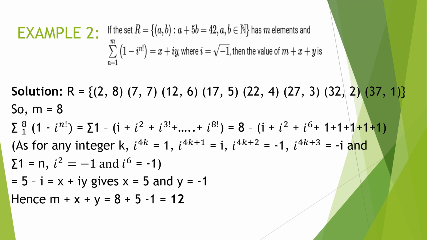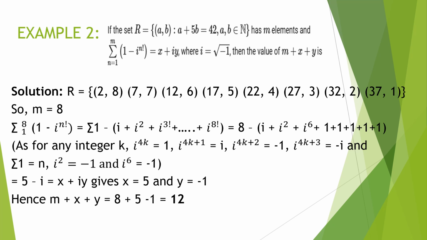And the number of elements is denoted by m. So m is equal to 8. 8 elements in R, so m is 8. So the first thing is we have obtained m. Now it is given sigma n running from 1 to m, means sigma n running from 1 to 8, of (1 minus i) raised to n factorial. We simplify this. So the first term is sigma 1. Always remember, sigma 1 is n, that means whatever maximum value n takes, so that is equal to 8 over here. So sigma 1 is n, that is equal to 8.